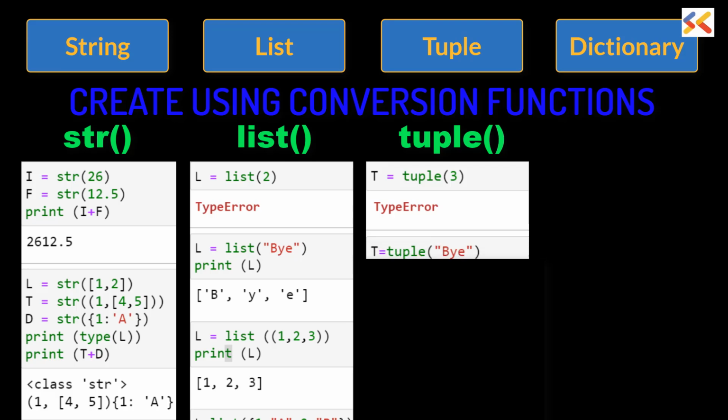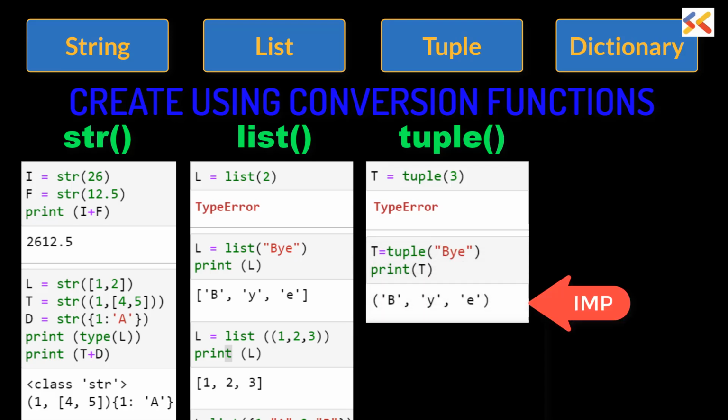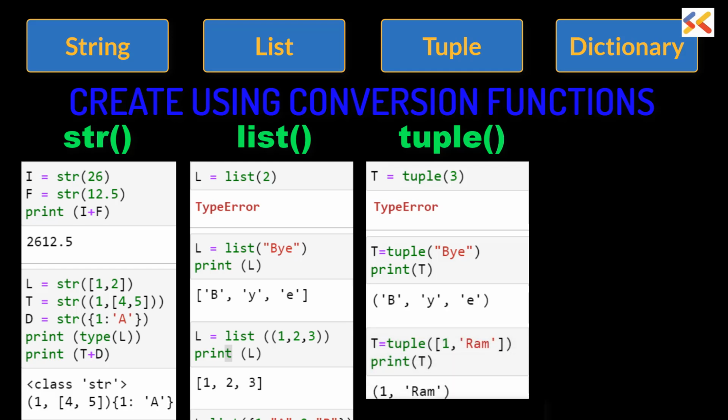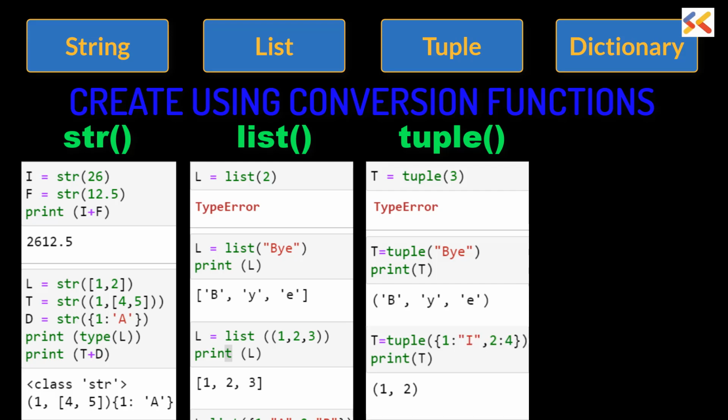If you give a string, it will break it into characters and return a tuple of characters. If you give a list, it will convert square bracket to round. If you give a dictionary, it will create a tuple of only the keys and drop the values of all items.